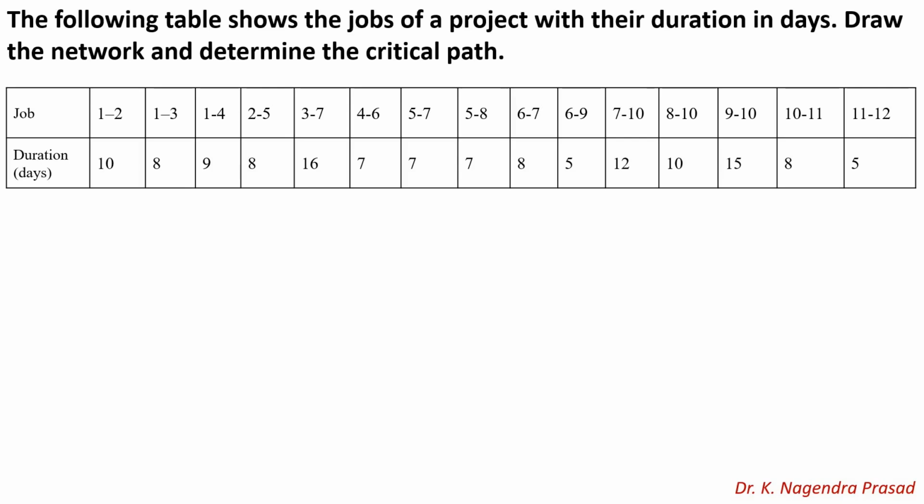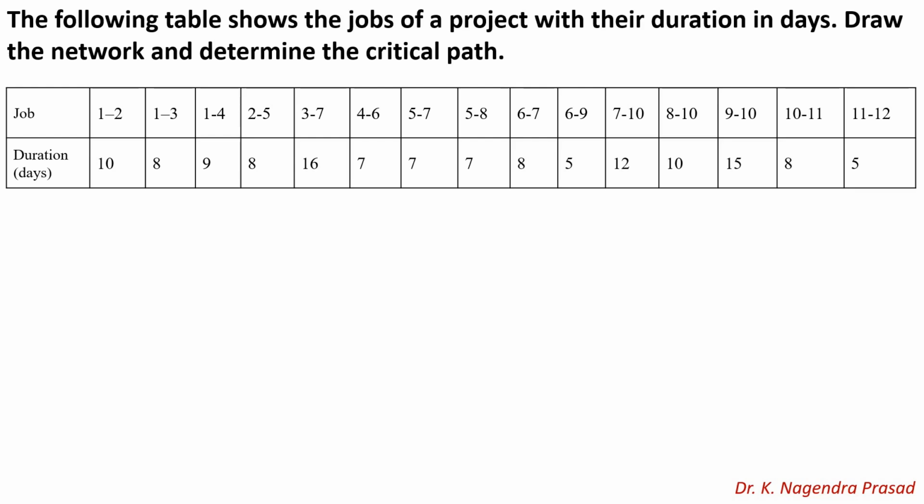In the previous lecture, we determined the critical path of a network by calculation of total float of each activity. Here we will solve an example problem to find the critical path without calculation of the total float. Let's see the problem. The following table shows the jobs of a project with their duration in days. Draw the network and determine the critical path.